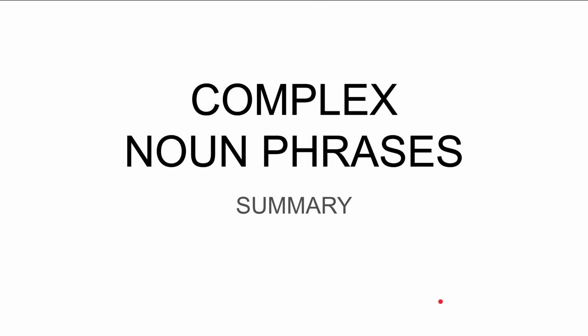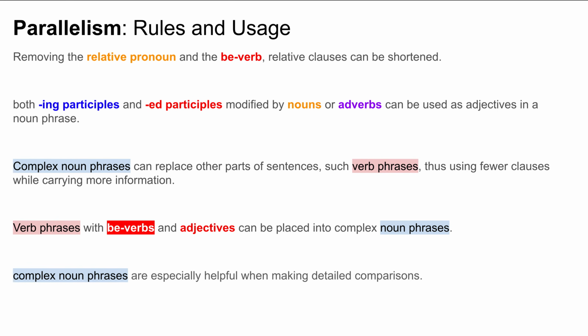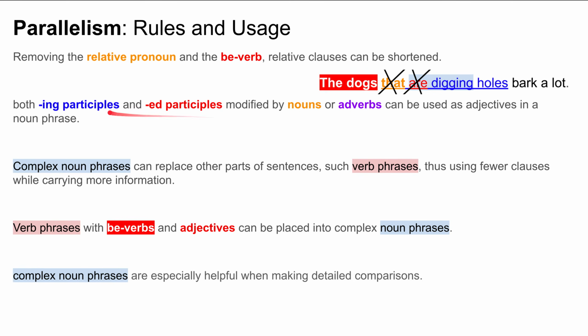Okay, let's summarize very quickly all of this. It's a lot, and we're right over the 10-minute mark. So, by removing the relative pronoun and the be verb, relative clauses can be shortened. The dogs digging holes bark a lot. We deleted that and are. Both ing participles and ed participles modified by nouns and adverbs can be used as adjectives in a noun phrase. Cantinflas was a much-loved actor. Here, much is an adverb and loved is an ed participle.